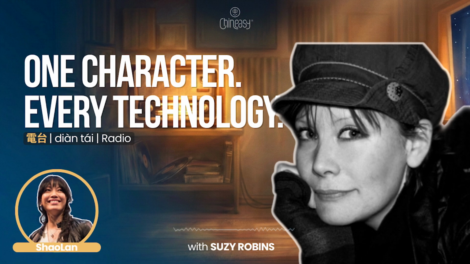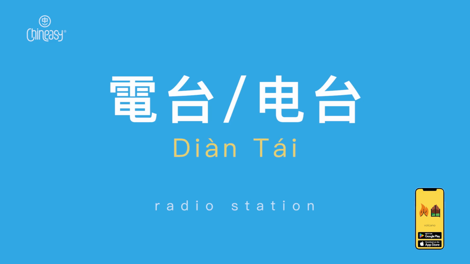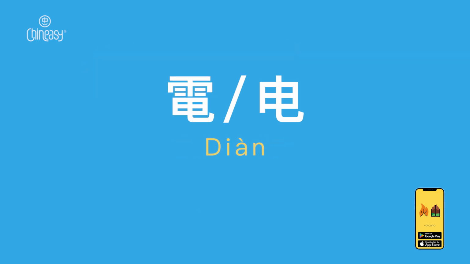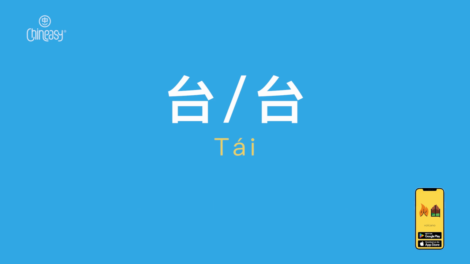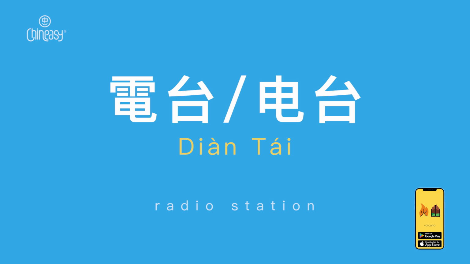The way to say radio in Chinese is diàn tái. diàn tái. You got it. Diàn is electricity. And tái is the platform. Okay. So the electrical platform. And platform actually has been evolved into the meaning of station. So the electrical station is where they broadcast the radio show. Okay. So 电台.